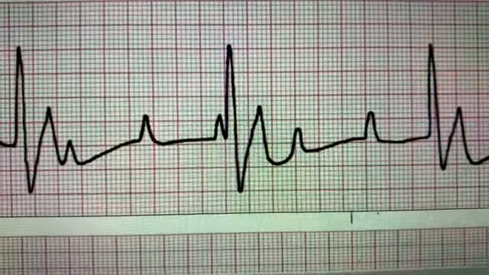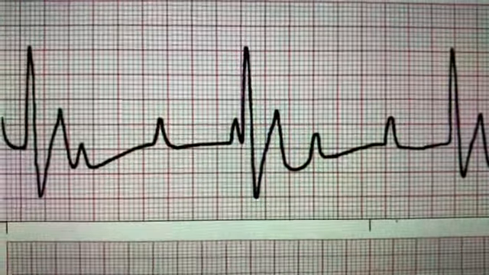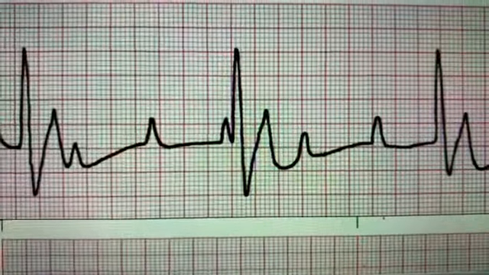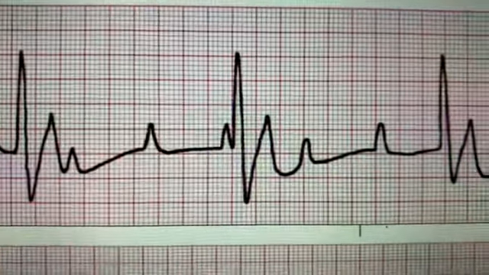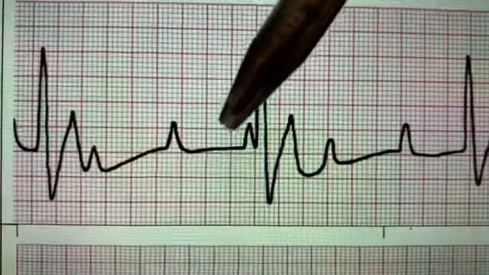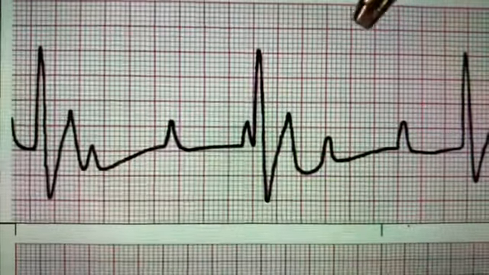Characteristics of this strip really depend on where the block is located, so just keep that in mind. But this is a typical third degree AV block.